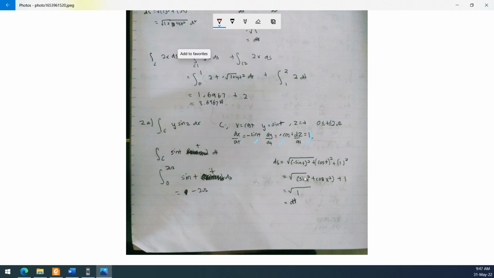So sin squared t plus cos squared t is 1, so 1 plus 1, you should have square root 2 dt. Make sure you have the square root. Outside there is dt. So ds is square root 2 dt. Okay, my mistake. And then y is sin t, and z is t, so sin t. ds is square root 2 dt.